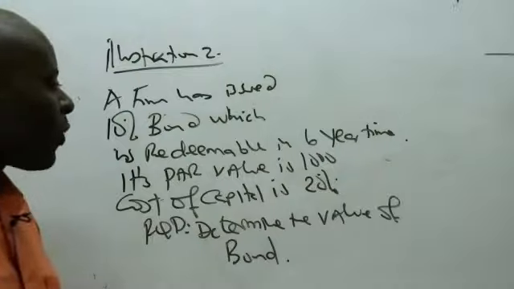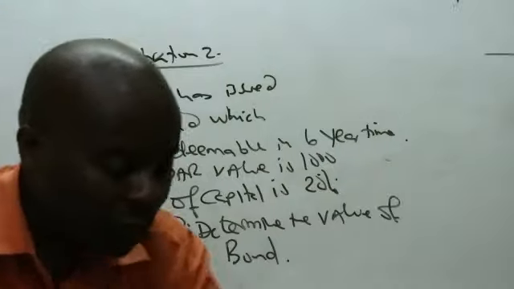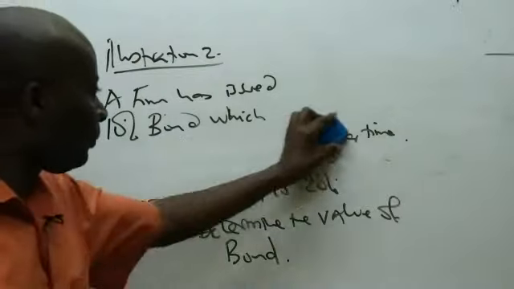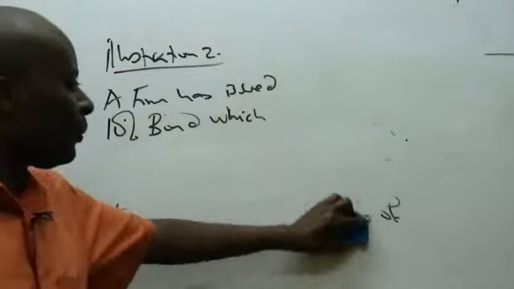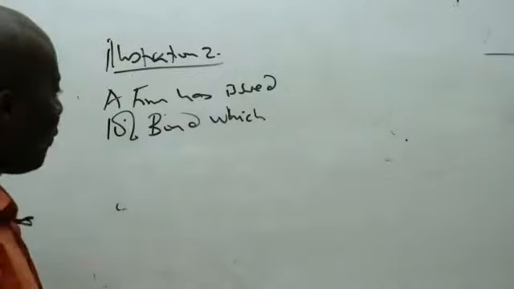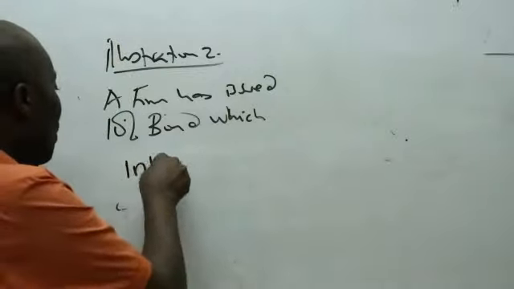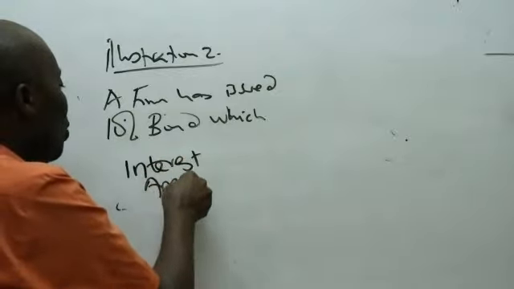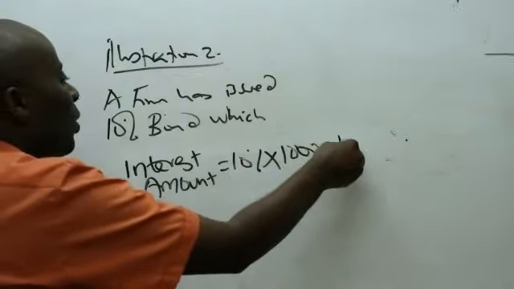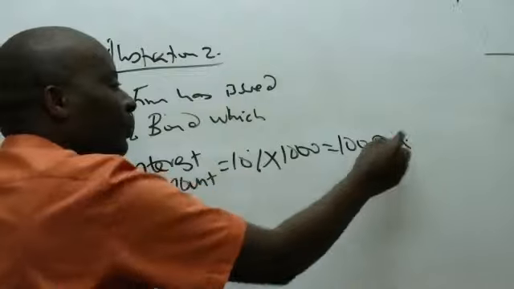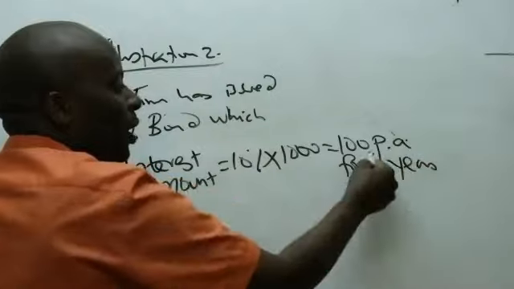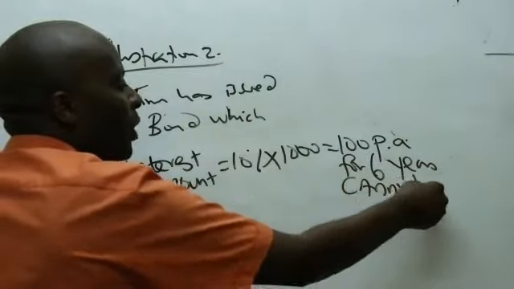There are two types of cash flows here. Which cash flows are these? Number one, the interest amount. What do we have? It is 10% of the par value, which is 1,000, which is 100 per annum. Receivable for how many years? For 6 years. And we are saying that this is an annuity.